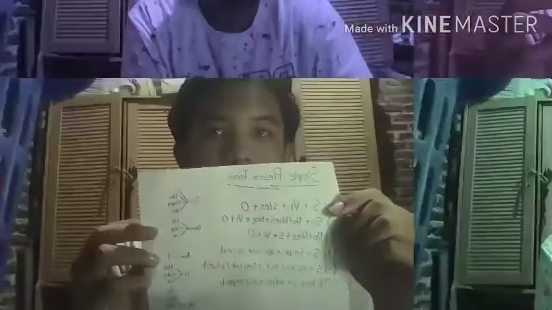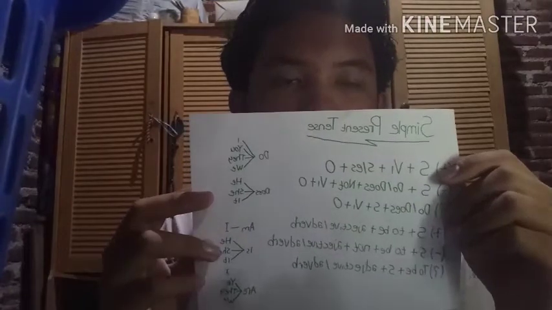Okay, number 1 is simple present tense. What is a simple present tense? Simple present tense is tenses that are used when an event is happening right now, or an event that is happening repeatedly. This is the simple present tense formula.